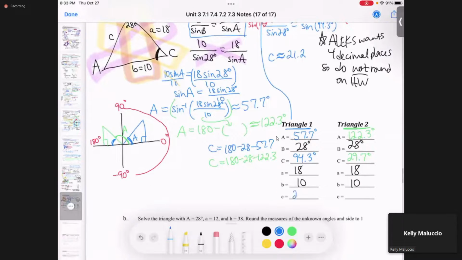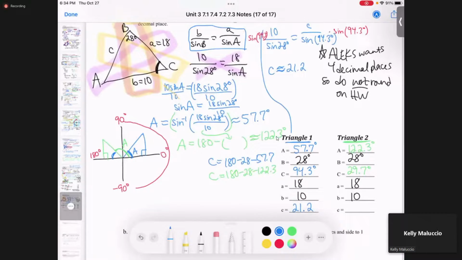So that's what I'm getting here, about 21.2. And again, we're only rounding to 1 decimal. So keep in mind in the homework, round to those 4 decimal places. And then for this next part, we're going to still do 10 over sine of 28 degrees.